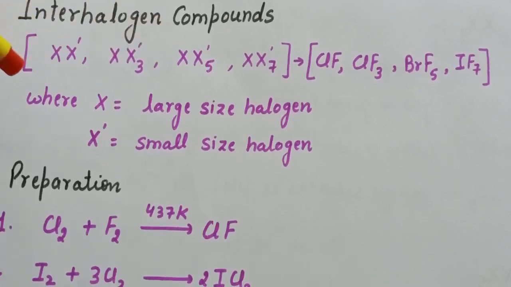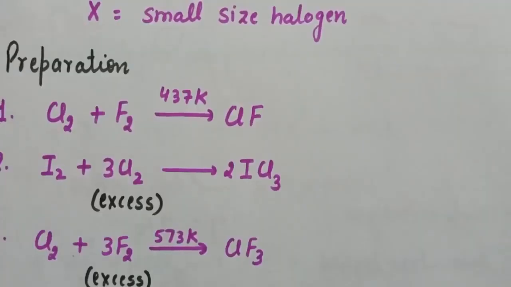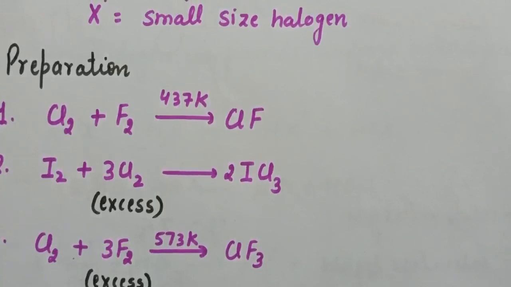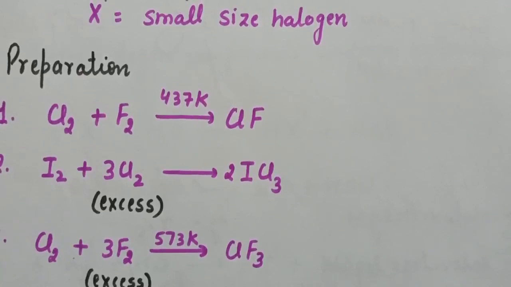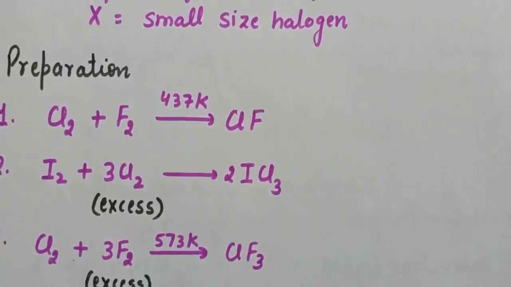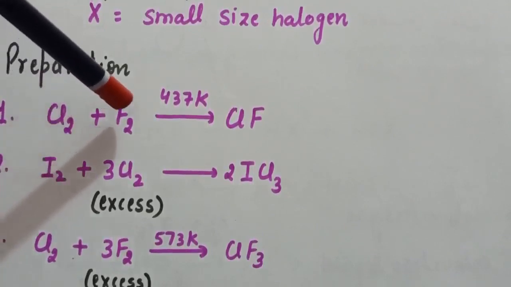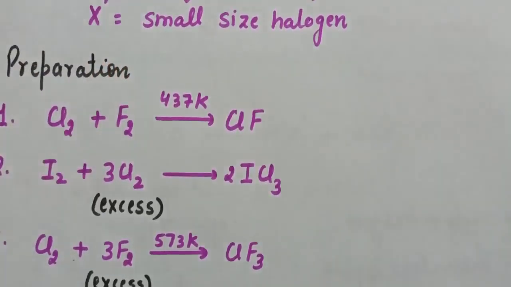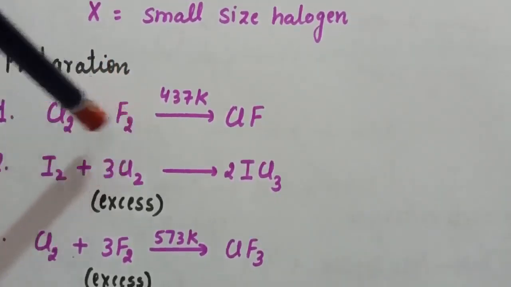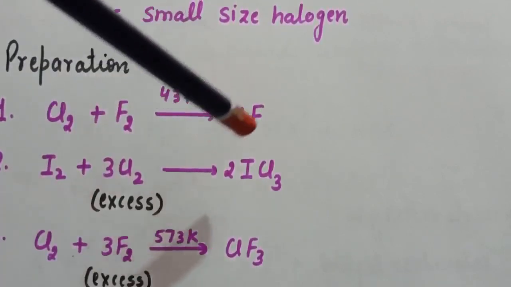Now we will start with preparation of interhalogen compounds. The interhalogen compounds can be prepared by the direct combination or by the action of halogen on lower interhalogen compounds. And the product formed depends upon some specific conditions. For example, first is when we take chlorine and fluorine in equal volumes, so chlorine monofluoride is formed, that is the interhalogen compound.